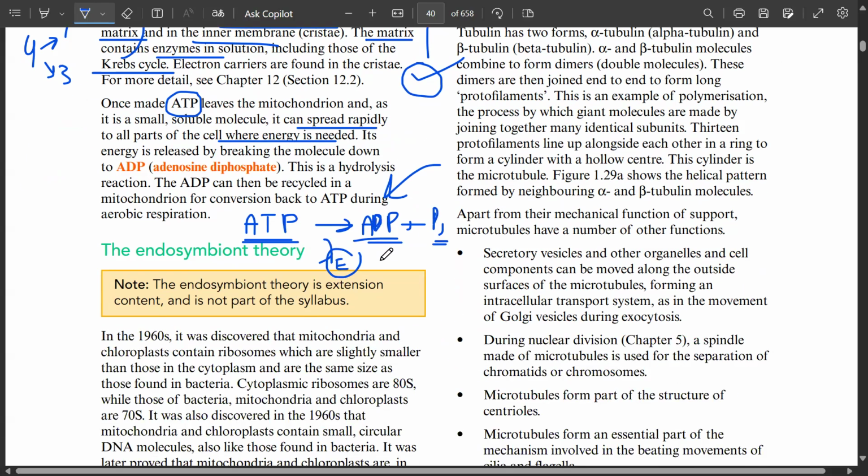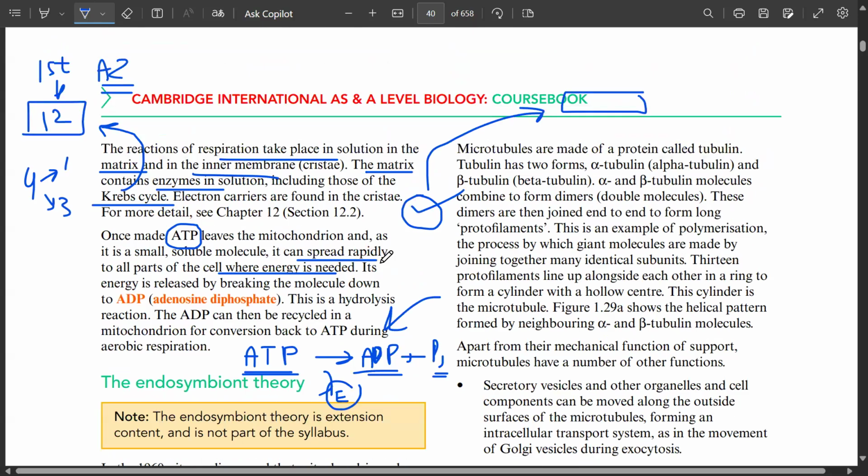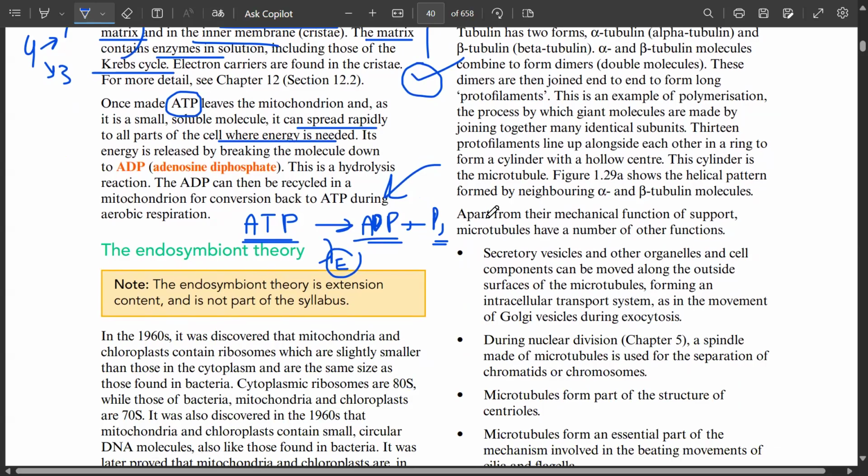Wait, so the reaction of ATP becoming ADP and P gives off energy? Yes, this releases energy, because everybody asks how ATP provides us with energy. Whichever cell needs the energy, ATP goes into that cell and breaks down into ADP and phosphate through the process of hydrolysis. This breaking down releases energy, and that is all for biology today.